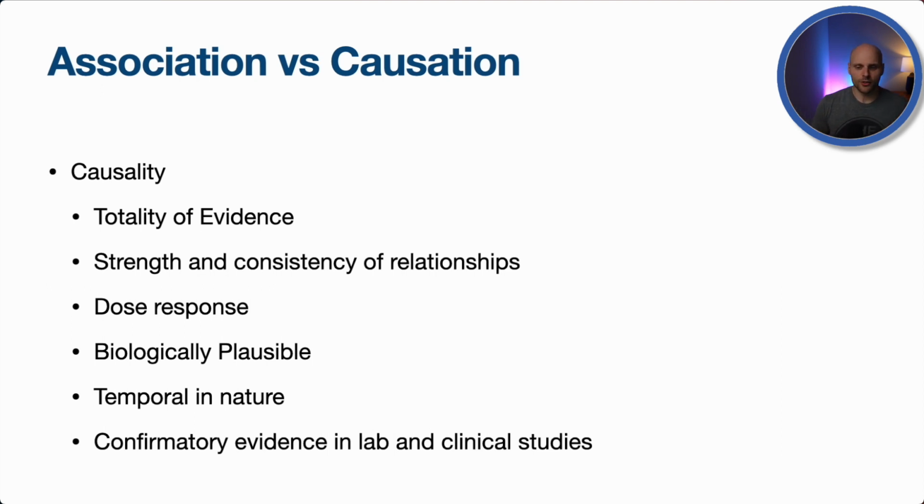So for causality, there's certain things. I kind of run down the list here. We need to look at the totality of evidence, right? So we're not cherry picking single studies. You can do that for anything. There's just so much literature, and everything comes out so fast these days that you can find a study for pretty much anything you want.